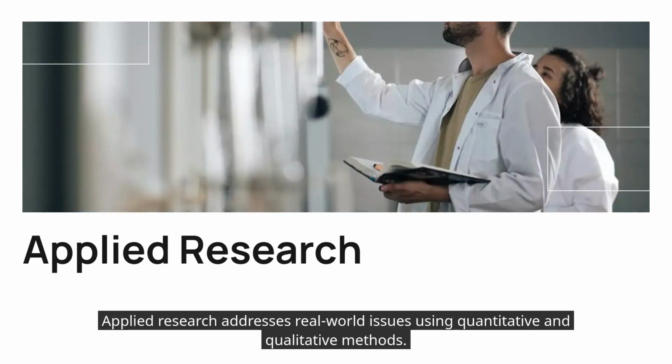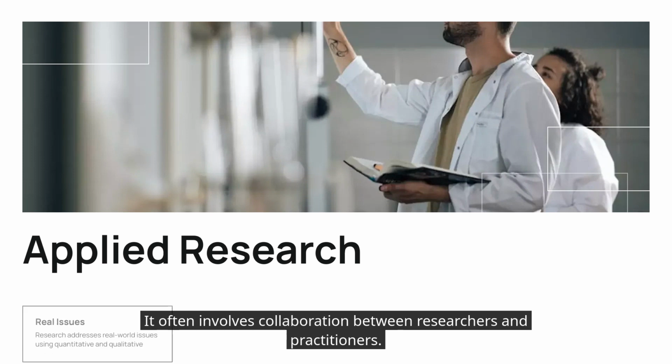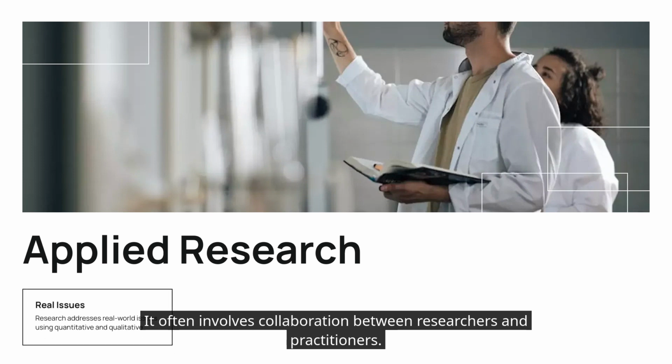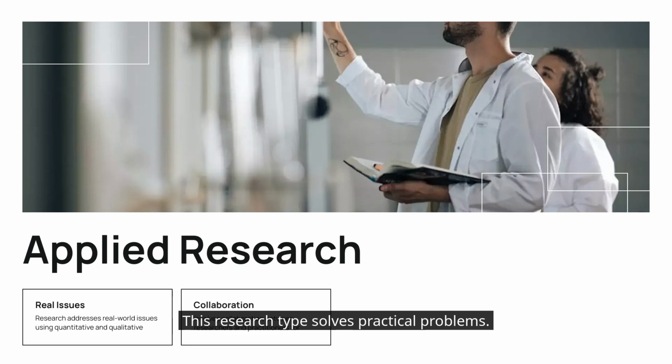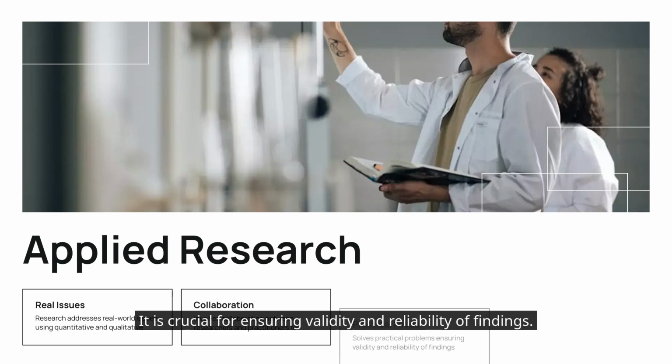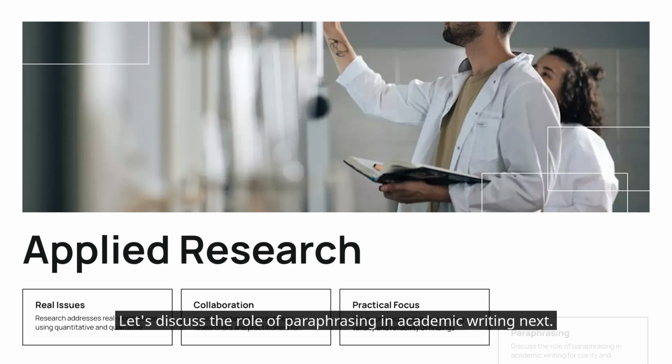Applied research addresses real-world issues using quantitative and qualitative methods. It often involves collaboration between researchers and practitioners. This research type solves practical problems. It is crucial for ensuring validity and reliability of findings. Let's discuss the role of paraphrasing in academic writing next.